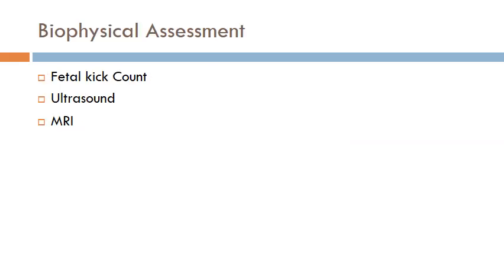Again, your textbook breaks them up into different types of assessments, and starting with the biophysical assessment, we have the fetal kick count, the ultrasound, and the MRI.